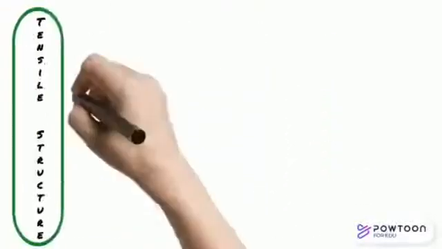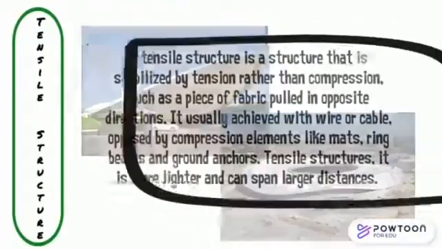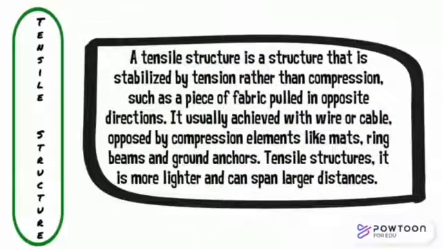Tensile structure. A tensile structure is a structure that is established by tension rather than compression, such as a piece of fabric pulled in opposite directions. It is usually achieved with wire or cable opposed by compression elements like masts, ring beams, and ground anchors. Tensile structures use less material than conventional compression structures. They are lighter and can span larger distances.